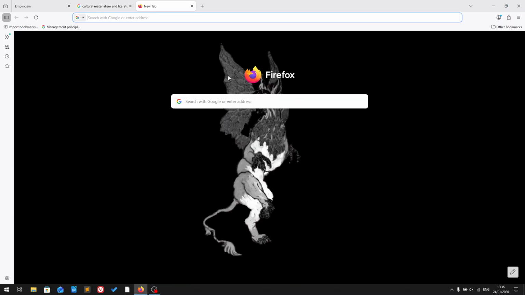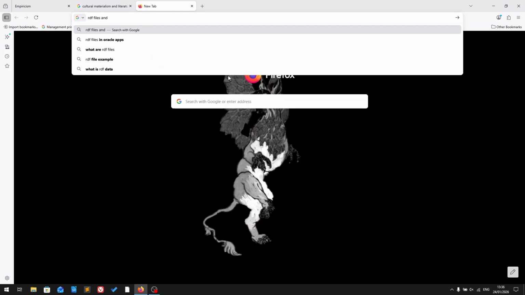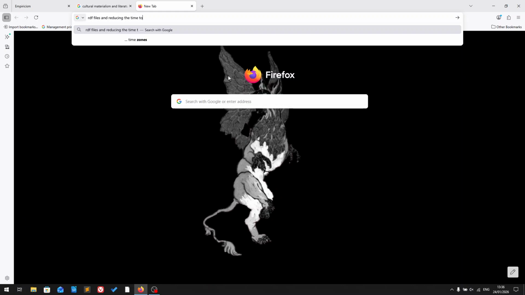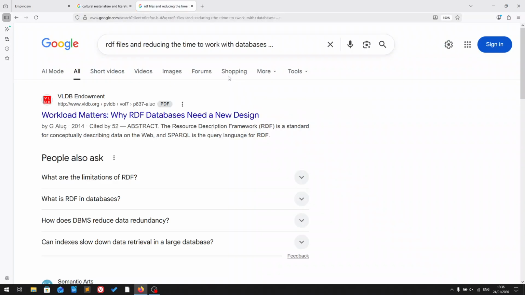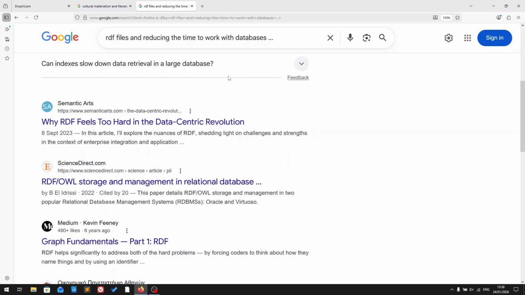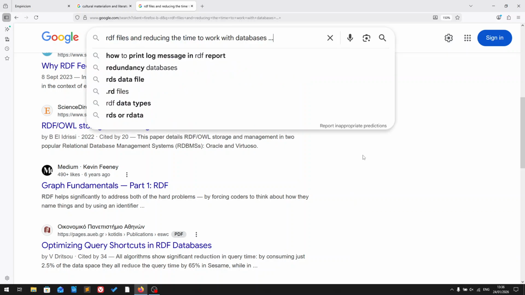Now, I came across something. It depends on what use you can make of it, but I can tell you about RDF files and reducing the time to work with databases and things like that. That's different. And graph fundamentals. This graph is the same as the graph we've been looking at, the graph of the philosophers' network. But that's different.